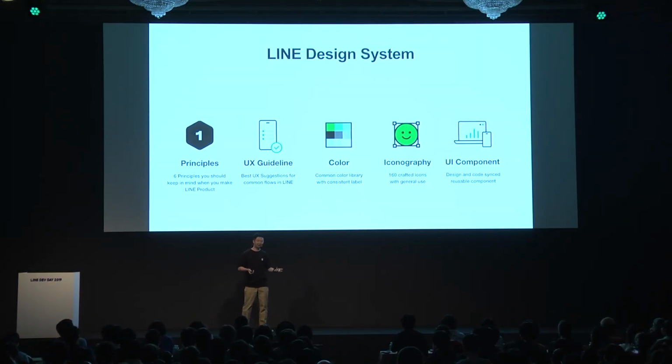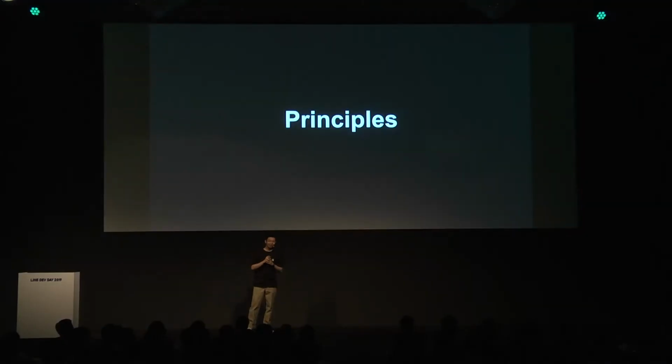And the question is, how can we achieve those goals? This is the main area, the main categories of our contents. On the left side, there is the very foundational level, which is principle. And on the right side, there are UI components, which are the most critical part of the Line design system. I will go through each part from now on. So let's talk about principle.